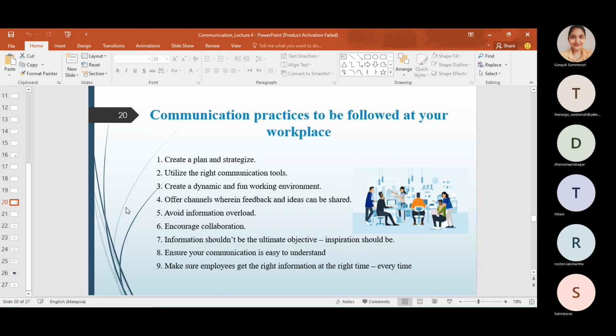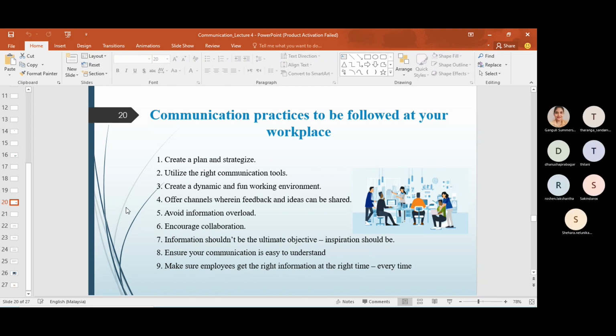So then it will be easy for the other people to understand. Okay, and then you have to communicate in a timely manner, which means the right information at the right time. හරි information හරි වෙලාවෙදි දෙන්න ඕනේ.